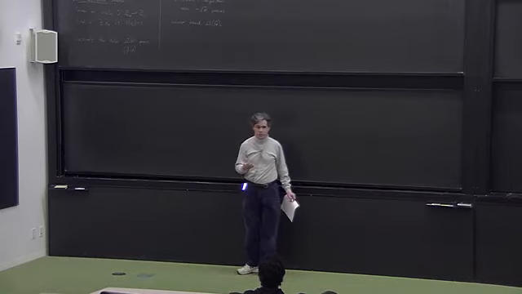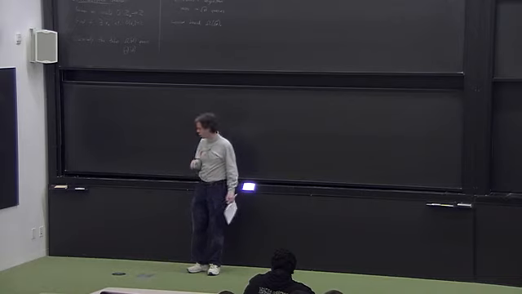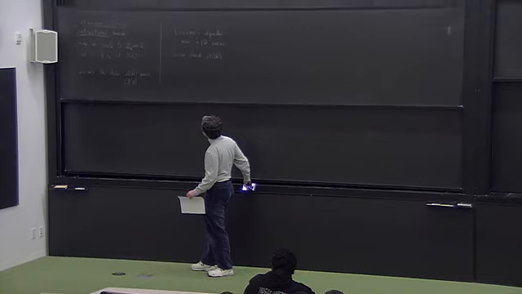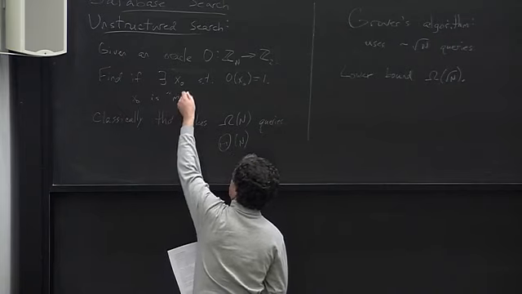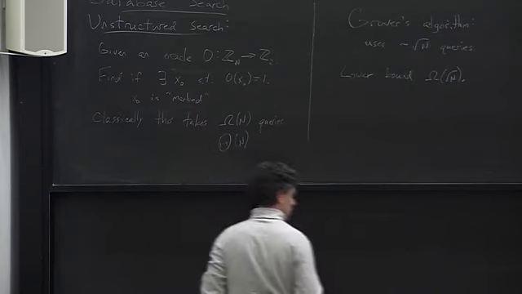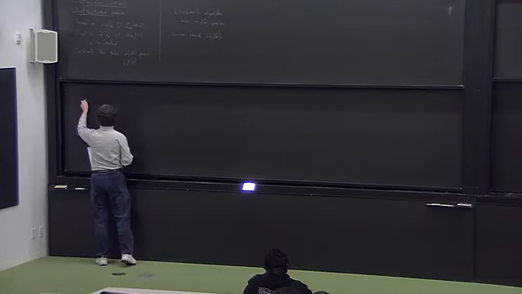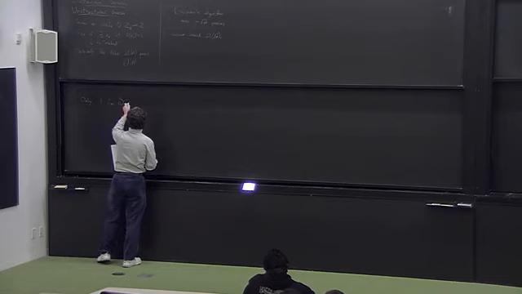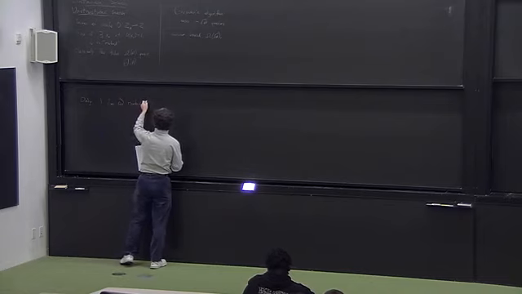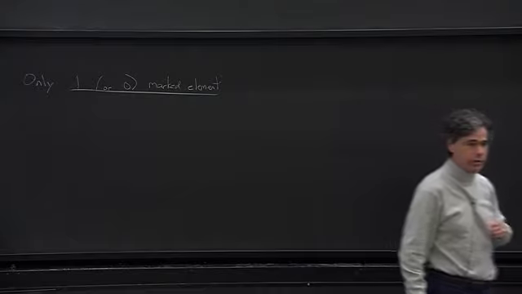So how does the algorithm actually work? What I'm going to do first is specialize to the case where I know that there's at most one marked element. This x0 is sometimes called a marked element. And so I'm going to try to solve the problem in that case.